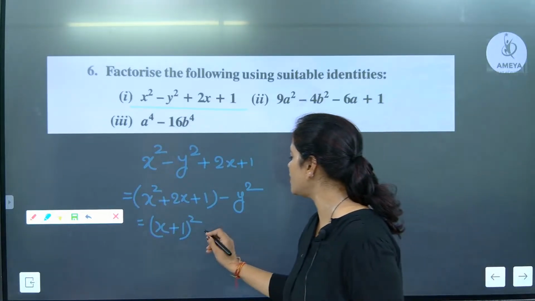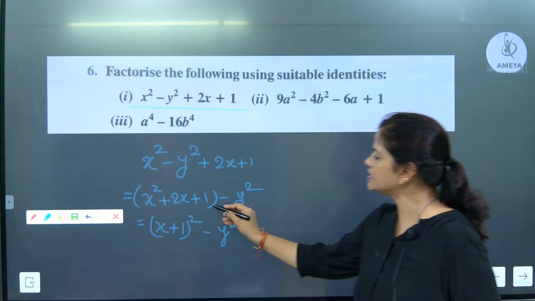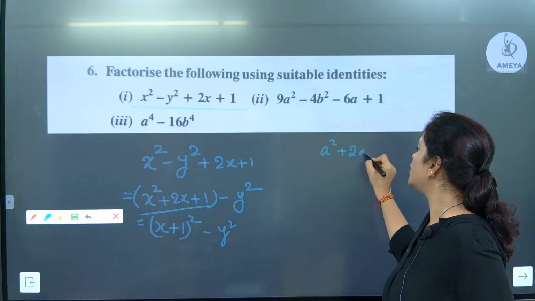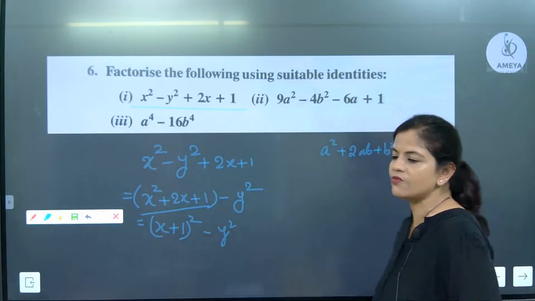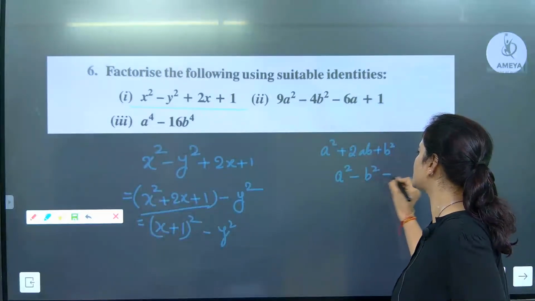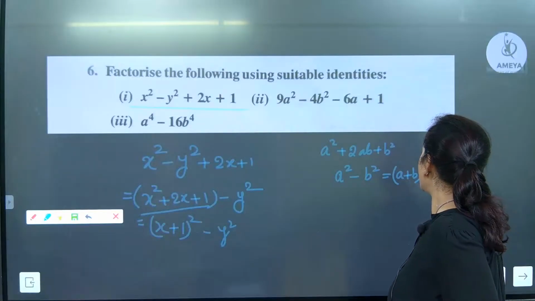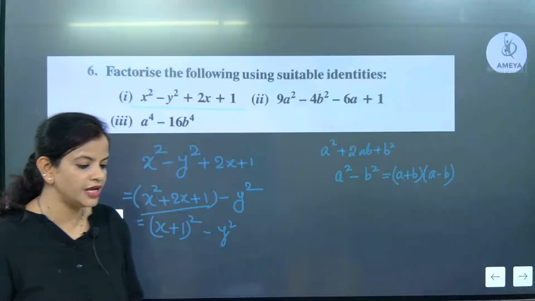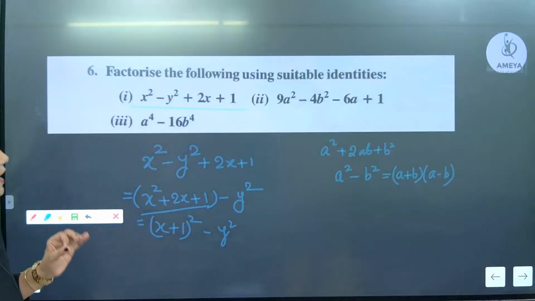You have y square there. Now we know one formula. What formula is this, beta? This is a square plus 2ab plus b square. Now these two are coming in one format. What is that format? a square minus b square. So it is coming as (a plus b) into (a minus b). A plus b into a minus b.